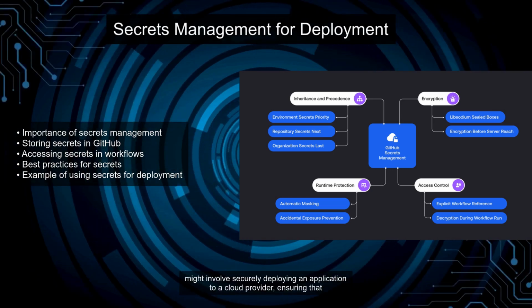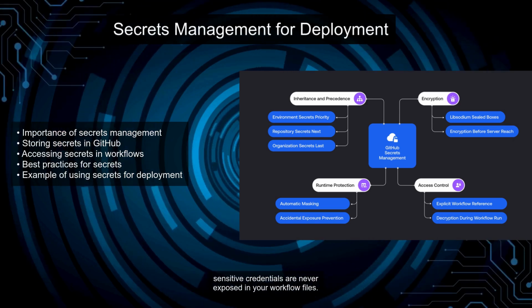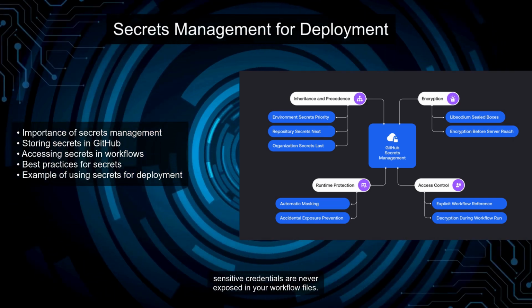An example of using secrets might involve securely deploying an application to a cloud provider, ensuring that sensitive credentials are never exposed in your workflow files.